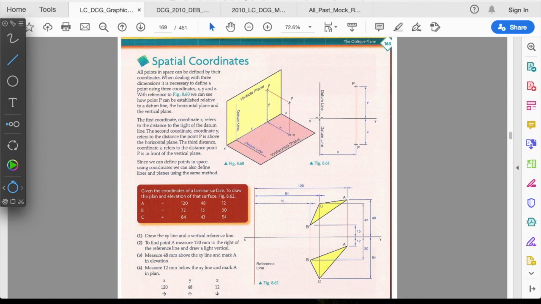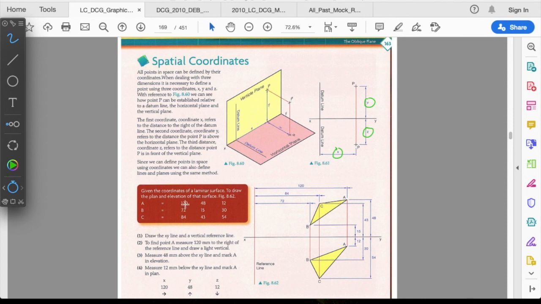We get given a distance away from the datum line, the x dimension here. We get given the distance up from the horizontal plane, the y dimension here. And then we get given the dimension away in the plan from the vertical plane, the z dimension over here. Okay, so every time we're looking at spatial coordinates, we get three different dimensions, and you can see it over here in how the question is asked. You're given the coordinates of a laminar surface, and it wants us to draw the plan and the elevation of the surface.